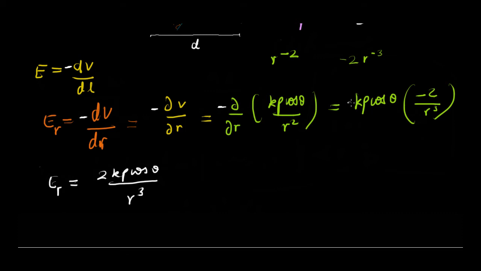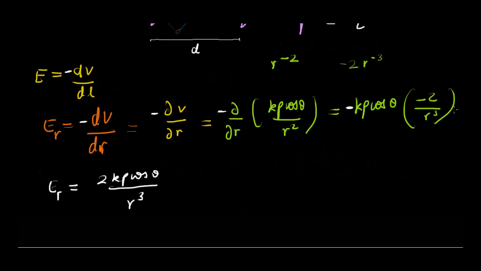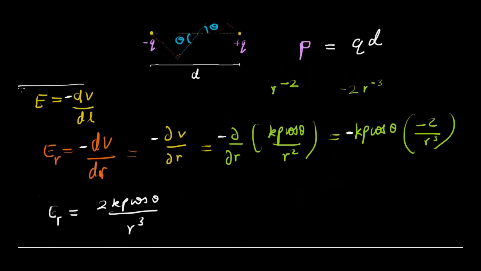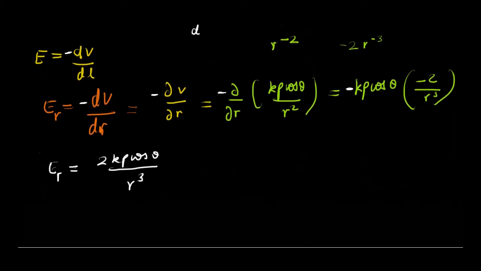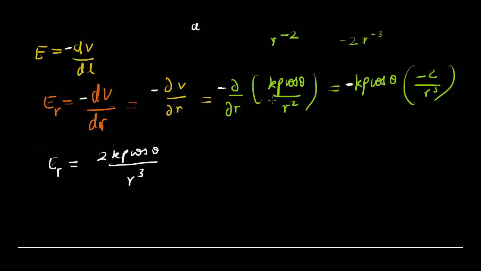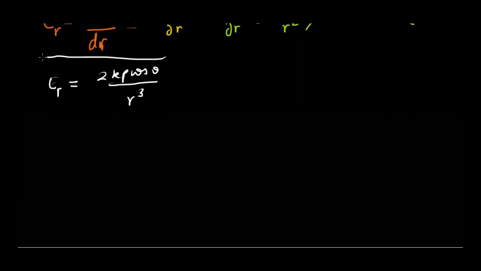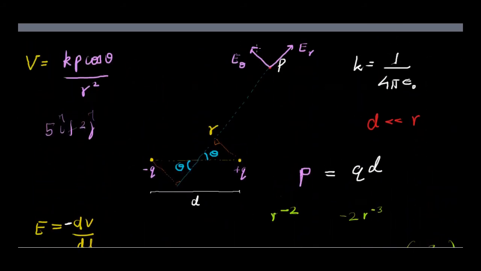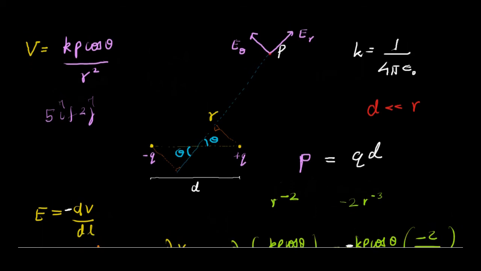So there's going to be one more negative here, so that'll cancel out with the negative 2 here, and I'm really sorry about that. E is the negative of the differentiation of V with respect to whatever displacement you're trying to find out. So we've got ER. Now we'll find out E theta, and we are essentially done, because then we just vectorially add them to get the magnitude of the field.